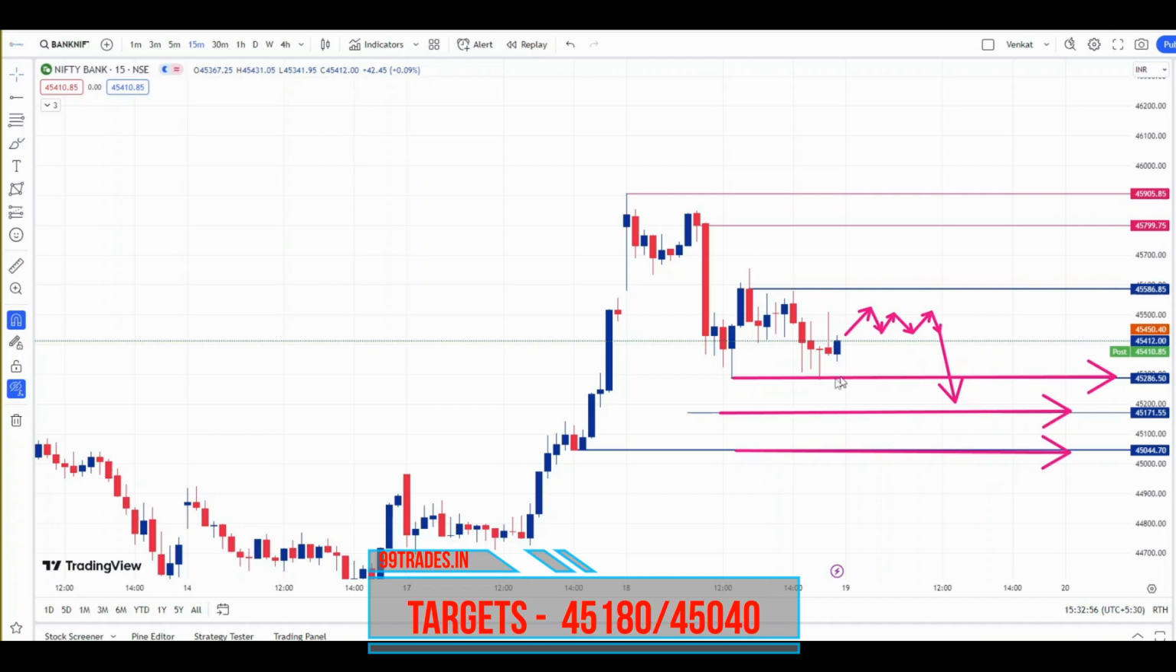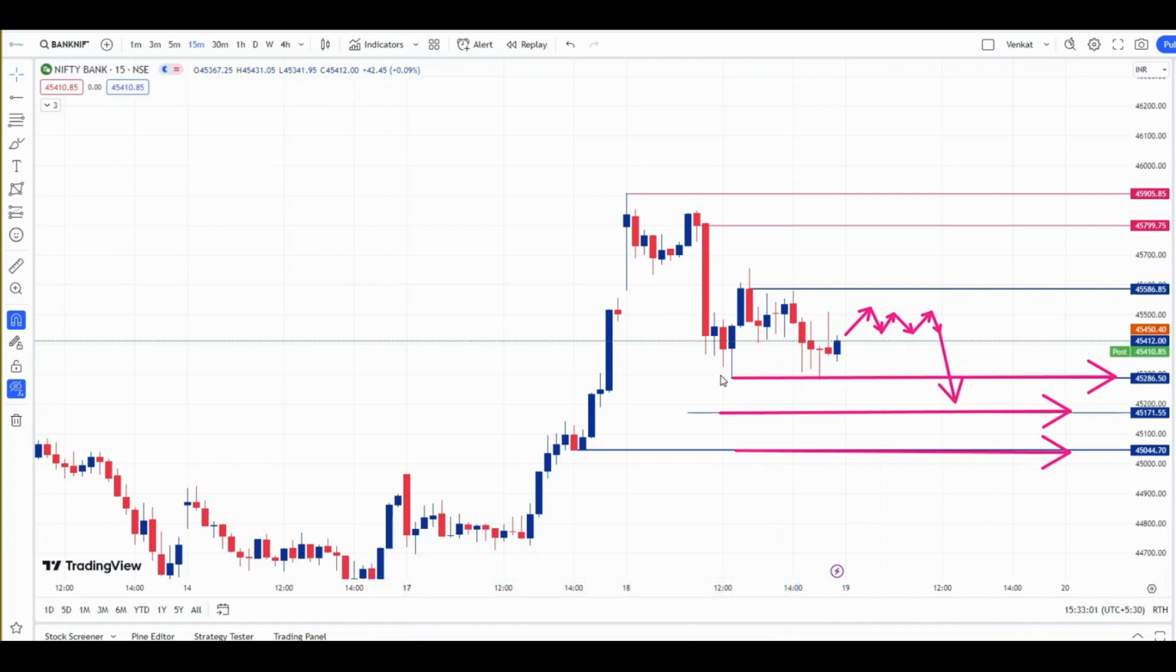Please note that below this level, we are trading against the trend. So if you are shorting Bank Nifty, then we have to trade with only 1/4 quantity. That is, if you normally trade with 4 lots, then you have to trade with only 1 lot.